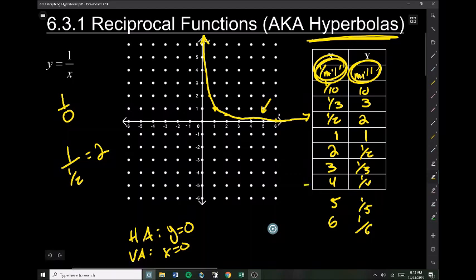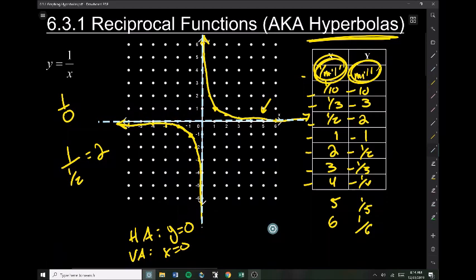Let's do the same thing with negative points. Everything just switches. So the point -1, -1, -2, -1/2, -3, -1/3, and so on: -1/2, -2, -1/3, -3, -4, -5, -6. And here is my pretty hyperbola. A hyperbola has two asymptotes like we just discussed. One here and one here.